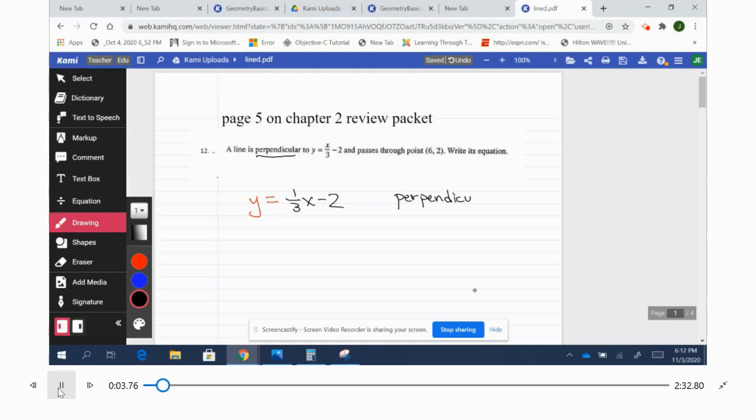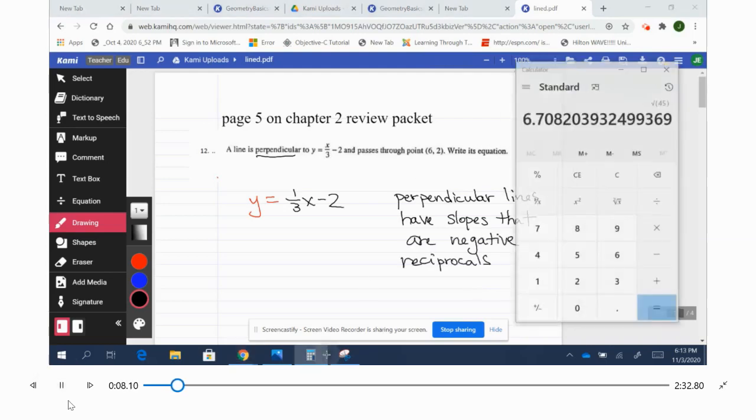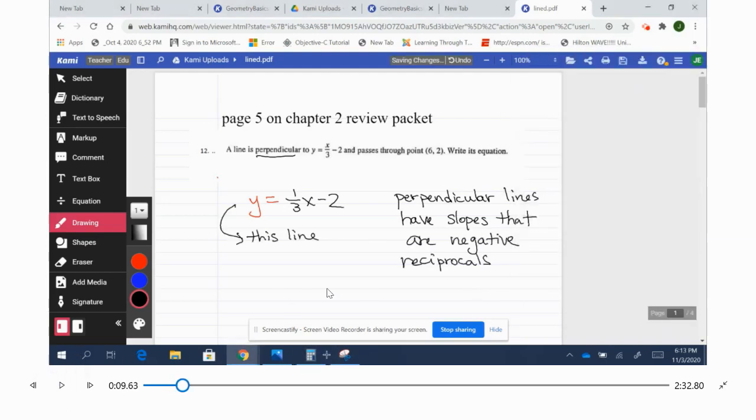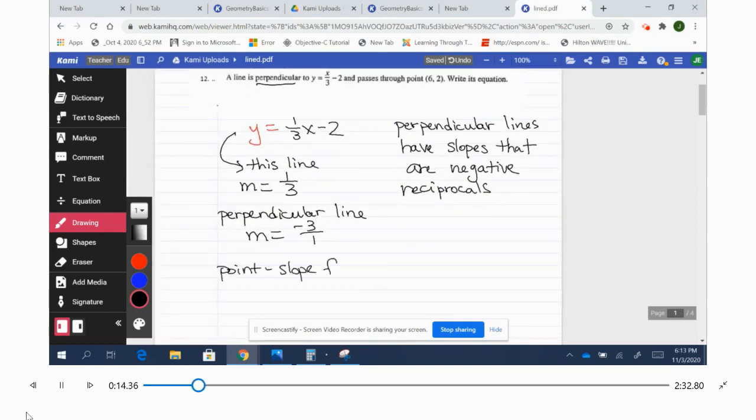What I'm doing right now is expressing the course content. As soon as you do this, you're gaining like a half a point, something like that. Perpendicular lines have slopes that are negative reciprocals. Immediately, you've gained some credit right there. So this line's slope is 1/3, okay? Not 1/3 x, just 1/3. A line that's perpendicular will have a slope that is negative 3/1.